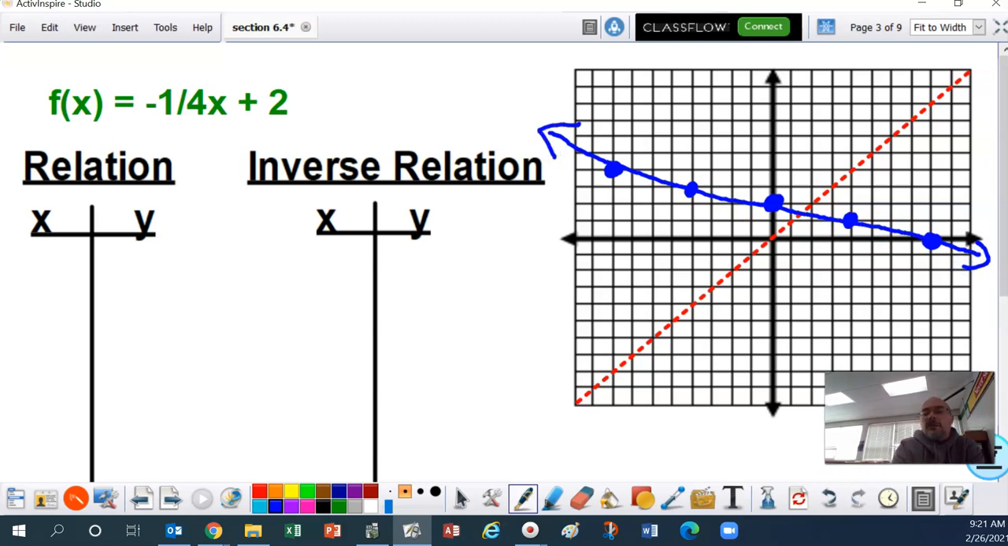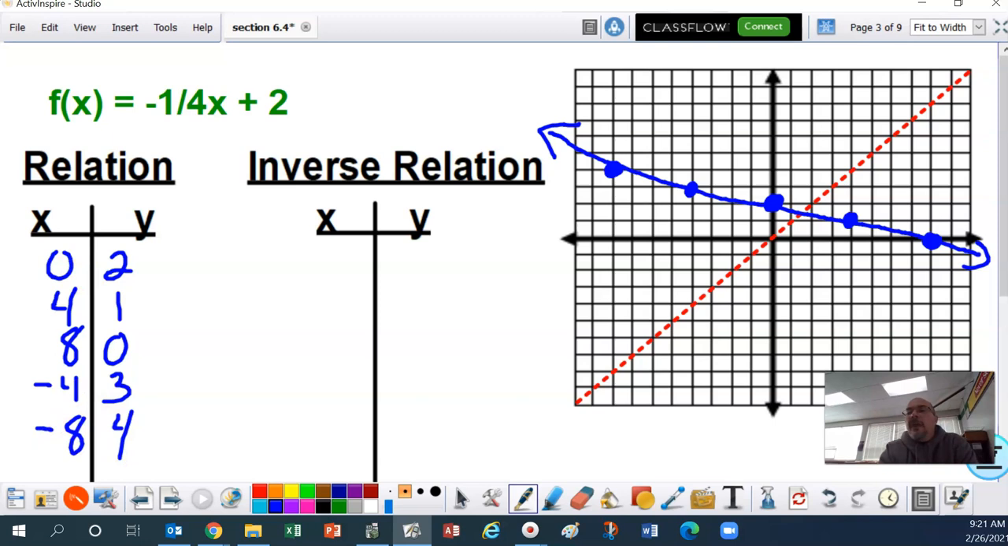So I'm going to write these ordered pairs. So (0, 2). Then we've got (4, 1). Then we've got (8, 0). Okay, what else do we have? We have (-4, 3) and (-8, 4). Okay, hopefully I counted everything correct there.